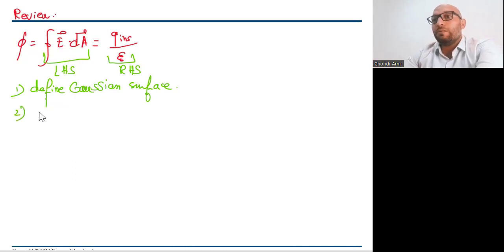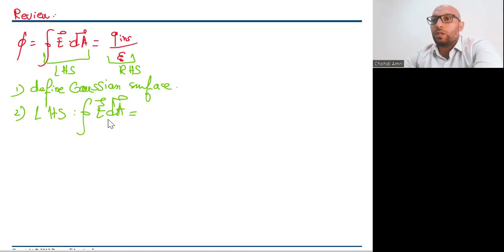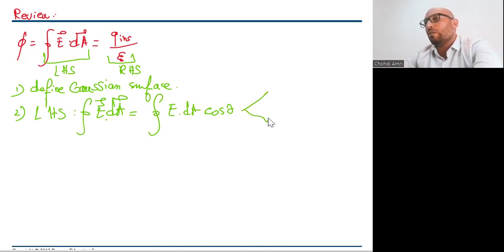Then we will determine the left-hand side, the integral of E dot dA, which is the dot product between the electric field and the infinitesimal vector area dA. So we will denote it as the magnitude of E multiplied by the magnitude of dA multiplied by cosine of theta, the angle between the vector E and the vector area dA. So here we will talk about two configurations.